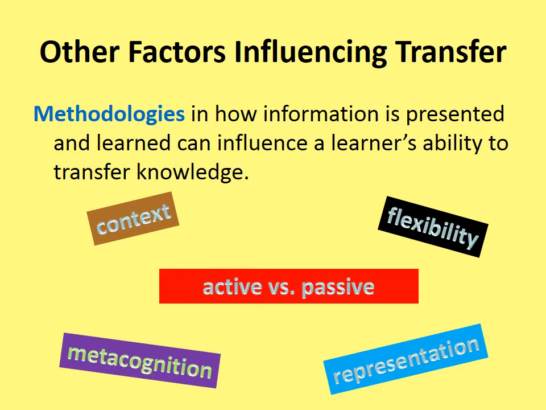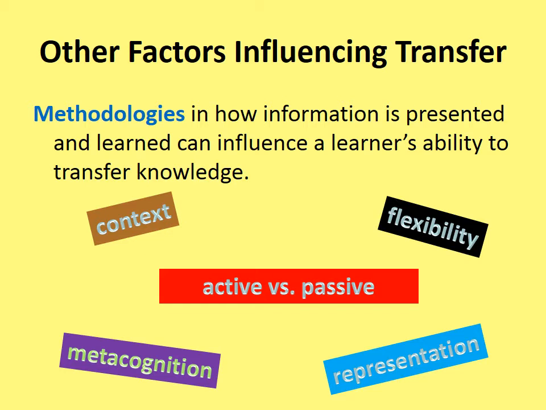Other than initial learning and mastery, several other factors can influence a learner's ability to transfer knowledge, many of which boil down to methodologies in how that material was originally presented and learned. Some of these methodologies include context, problem representations, flexibility of material, an active and passive learning environment, and the involvement of metacognition in the learning process.